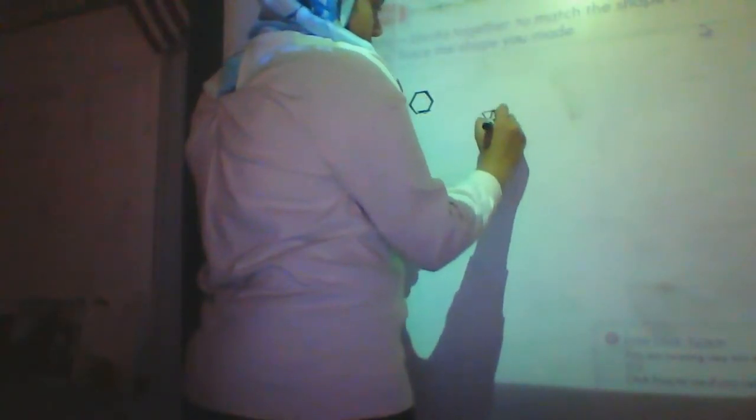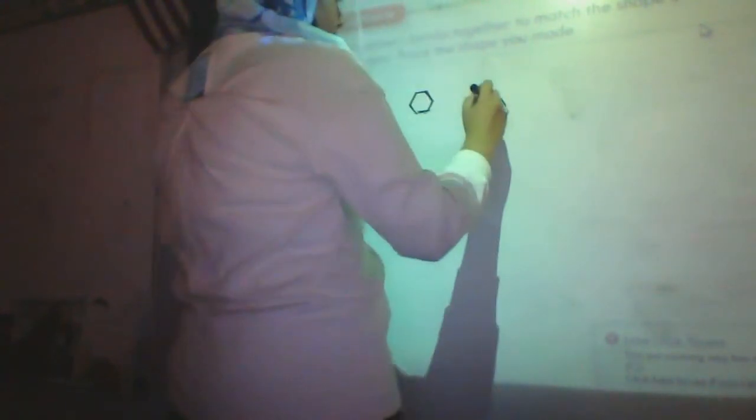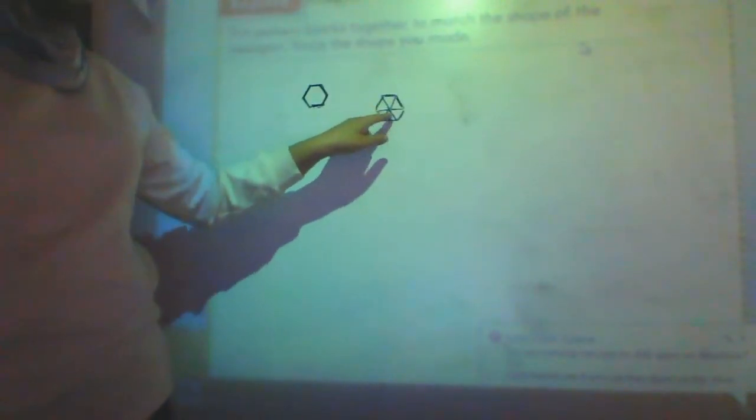Those are 3 triangles. 1, 2, 3. And then you have 3 more triangles at the top. It's okay, they're not all the same size, but they are the same shape. They're all triangles. So your other hexagon should look like this. It's a hexagon and it has 6 pieces inside it. Why 6 pieces? Because there were 6 triangles.